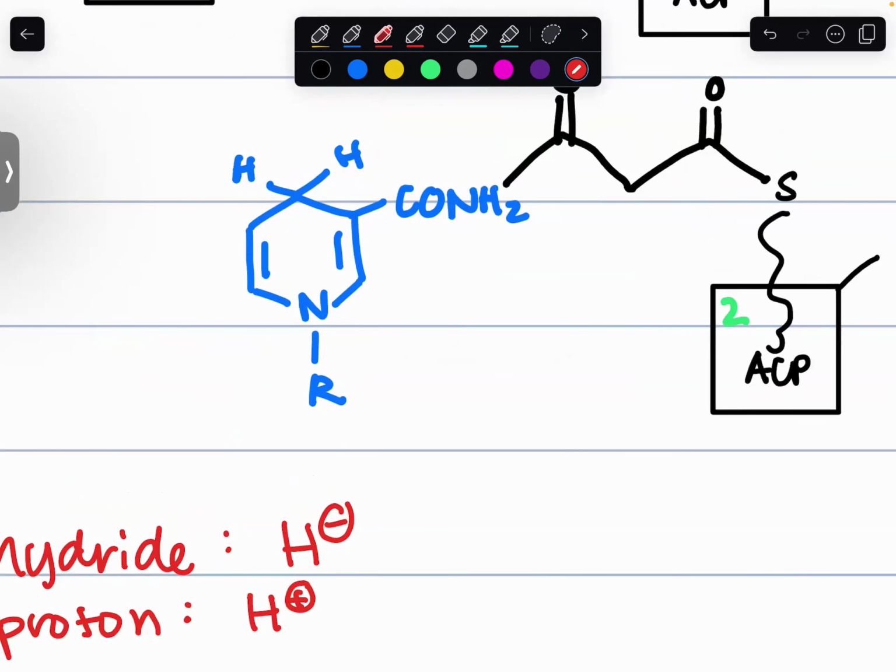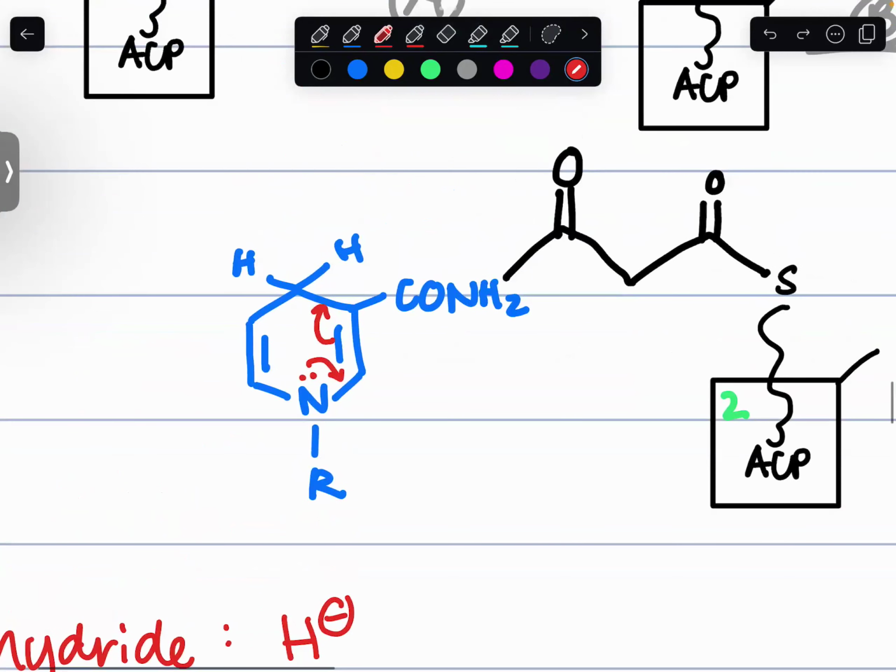How we do this is the lone pair on the nitrogen is going to push up into the system. This carbon is now overloaded. So we're going to push the double bond up. This carbon is now overloaded. So we're going to transfer the whole hydride.